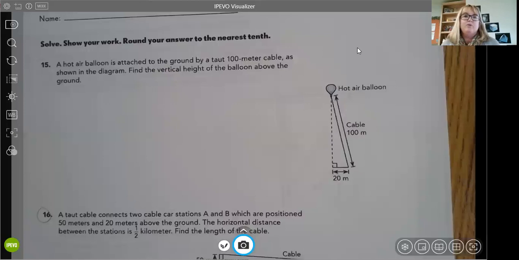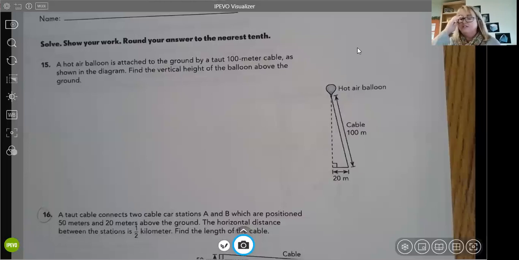It starts on page 4 in your workbook, and these are the word problems that go along with the Pythagorean theorem. Again, the Pythagorean theorem is a squared plus b squared equals c squared, where a and b are legs and c is the hypotenuse. What we're looking at today are real-world problems where we could use the Pythagorean theorem to find unknown lengths, etc. So I want to do a few of them with you and then have you try some on your own.